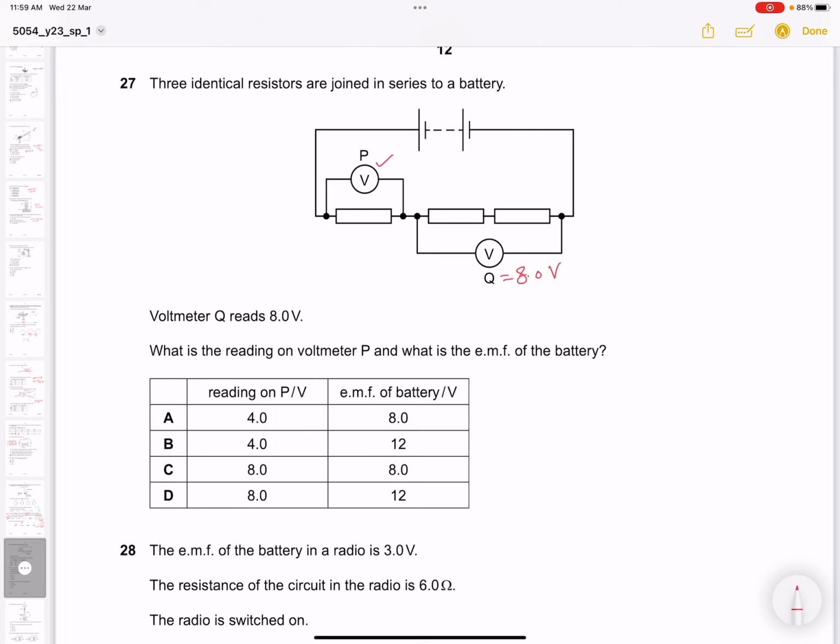As it is stated that the resistors are identical and they are in series, if these 2 resistors are identical and they are giving 8 volt total, it means each resistor is consuming 4 volts. So P should read 4 volt. And since it is a series combination, EMF is the sum of all individual resistors' voltages. So the sum of these is 12, so option B is the correct one.